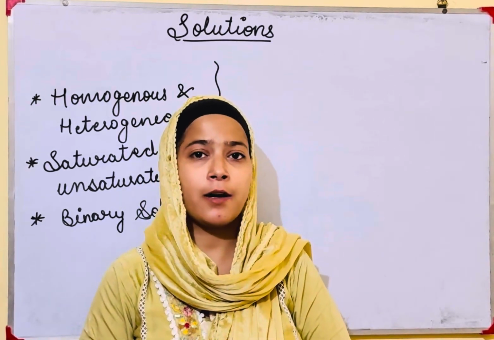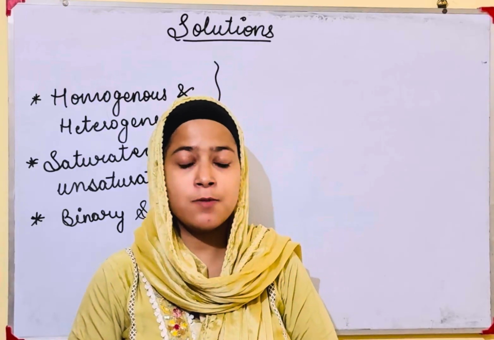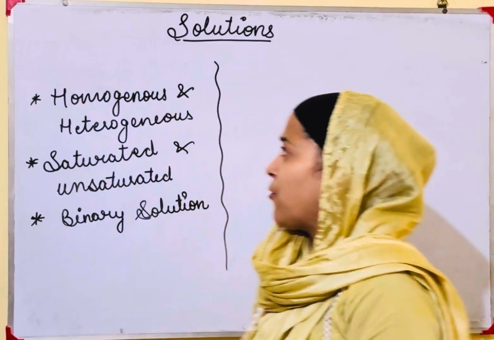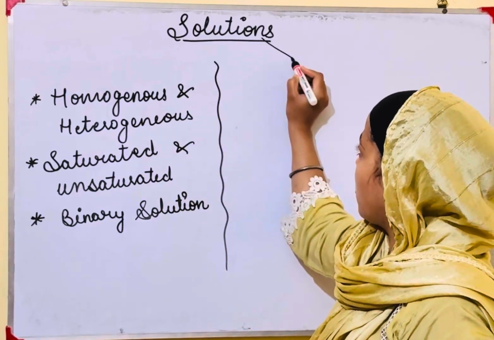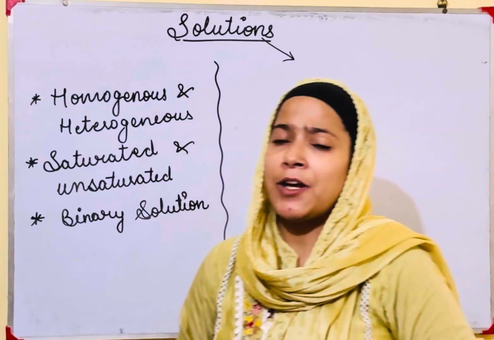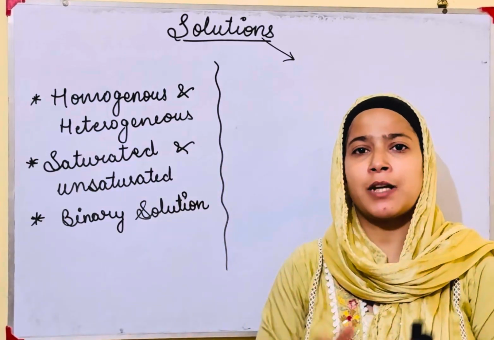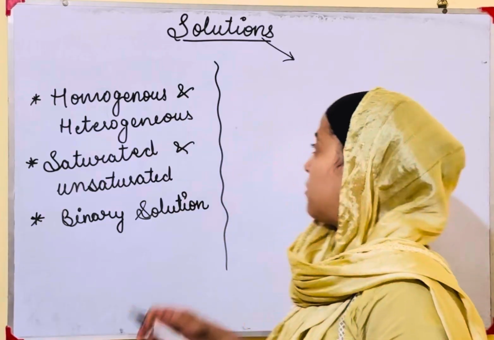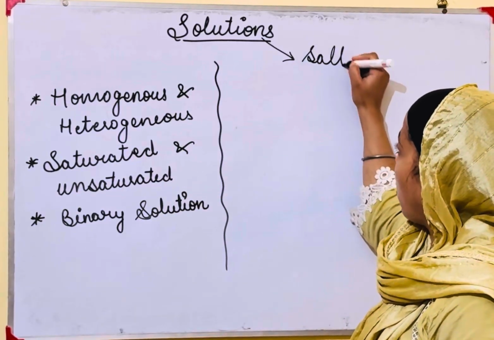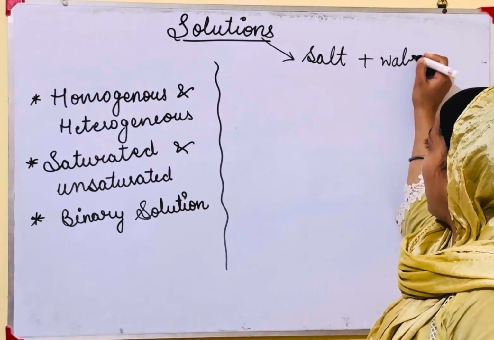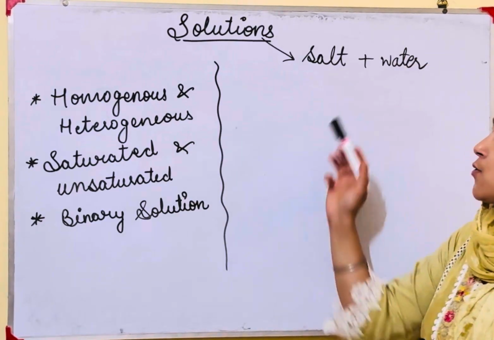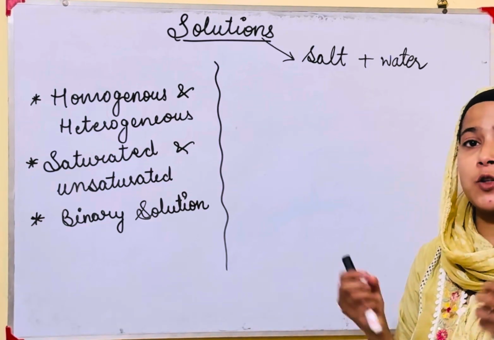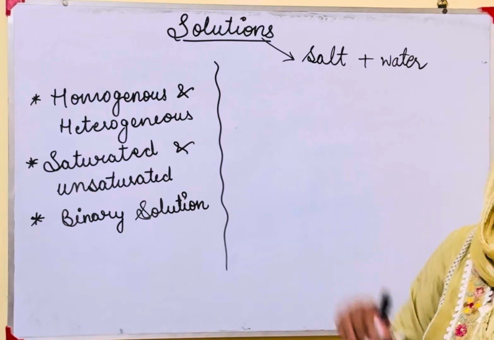So today we will start a new chapter, solution. It is basically the first chapter in plus 2 class. What we understand from this term, solution, is basically what? When we mix any two or more substances together, it leads to the formation of a solution. For example, if we mix salt in water, what will happen? Here there are two components, one component is salt and another component is water. When these two are taken together, it leads to the formation of a solution.